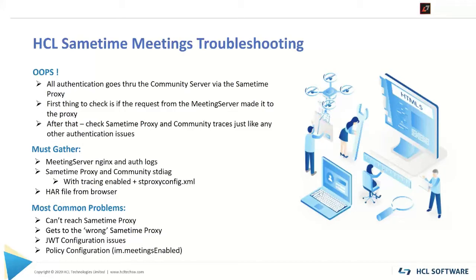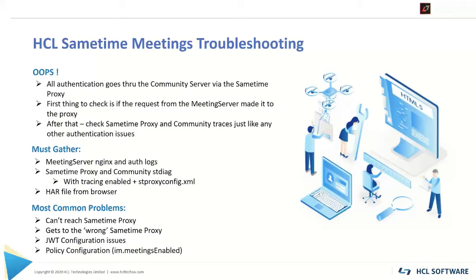Remember that all authentication at this point, this is nothing but an authentication request. All that authentication goes through the community server via the Sametime proxy. So the very first thing we're going to check is to make sure that the meeting server can resolve and access the proxy server. And if those work, you get to your proxy server and you look at the logs, you see the request came in and there's an error in the response, right? The community server, nope, says can't log you in. Whatever that error is, we will trace that through the proxy and community server, just like any other authentication issue.